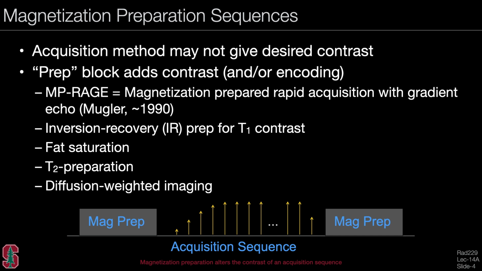So in magnetization preparation, we will have this magprep block followed by an acquisition sequence followed by additional magprep blocks, and we will see this again shortly.